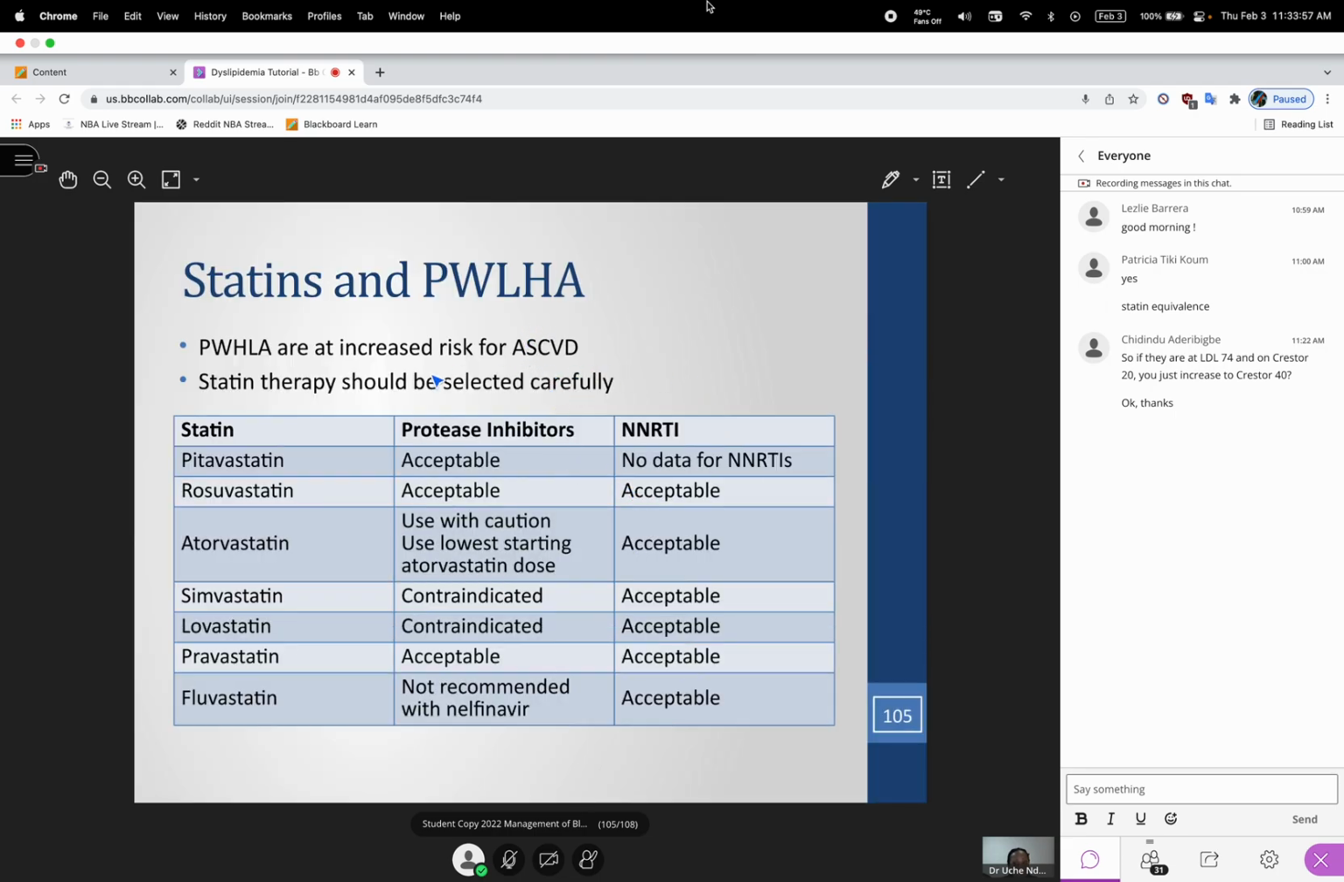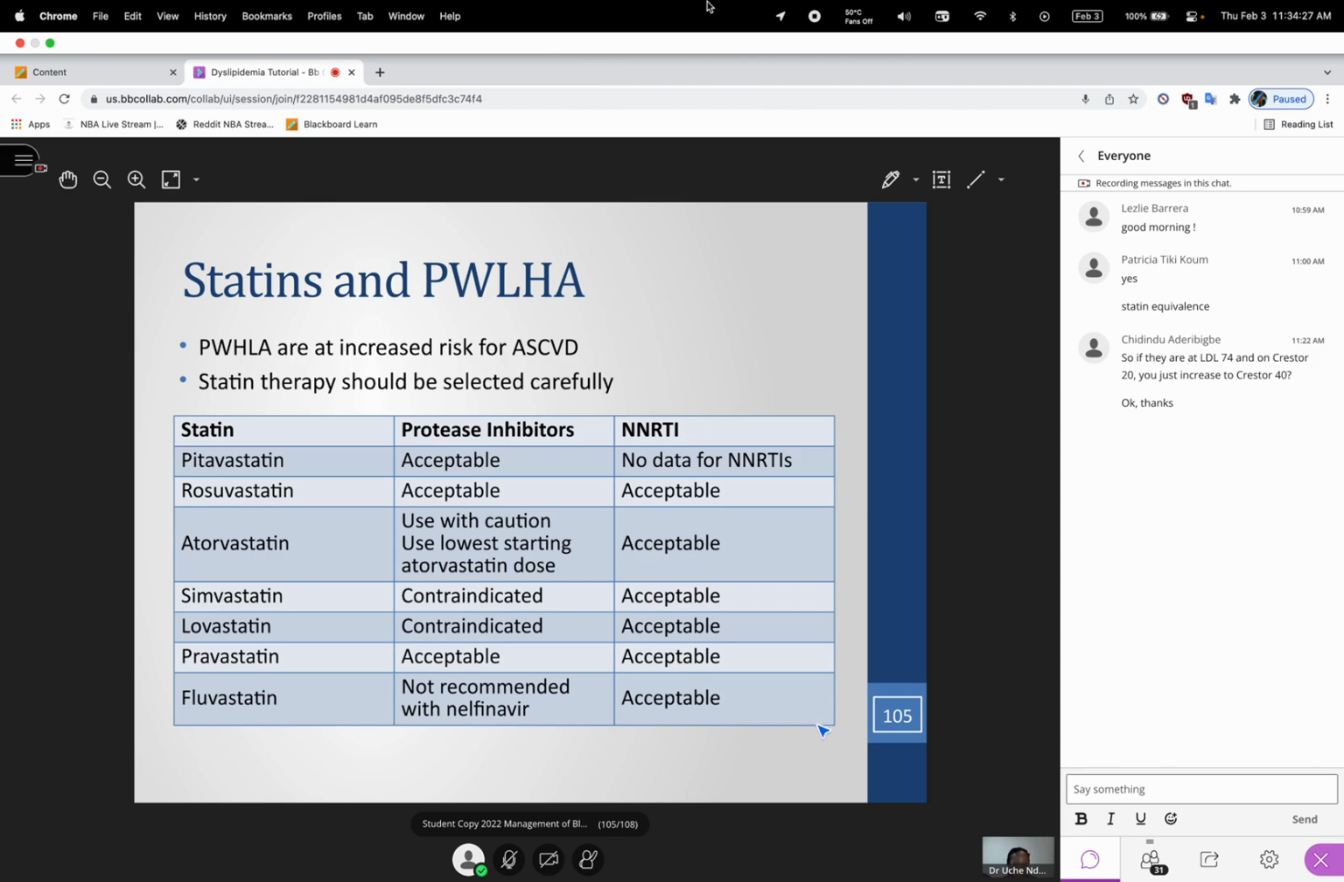Patients living with HIV definitely should get a statin because living with HIV puts them at increased risk for ASCVD. But just keep in mind that some are contraindicated, but you can find multiple options that these patients can take. Generally, if you are concerned about drug interactions, pravastatin is a very safe one to go to. Usually pravastatin or rosuvastatin when you're concerned with drug interactions.